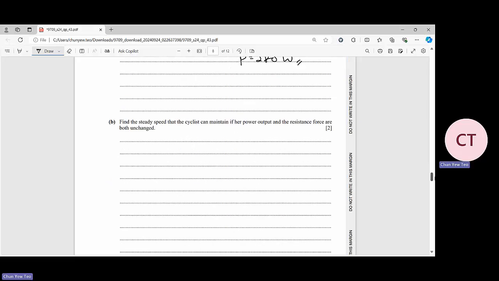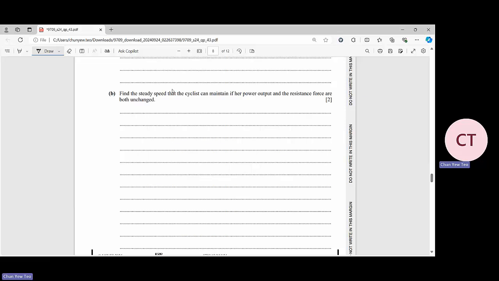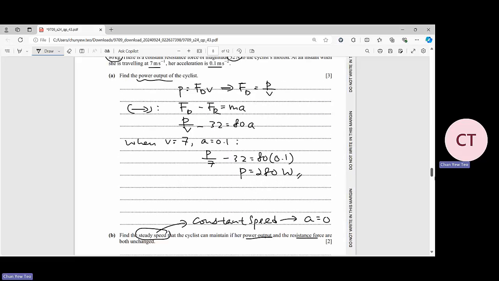Okay, now we want to move on to part B. Find the steady speed. Steady speed means constant speed. Constant speed means your acceleration is equal to 0. So find the constant speed that the cyclist can maintain if her power output and the resistance force are both unchanged. So we will go back to these equations again.